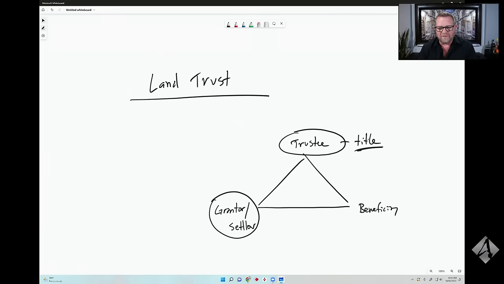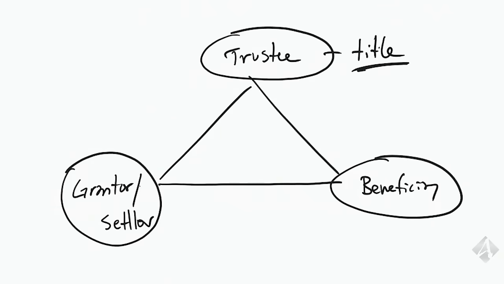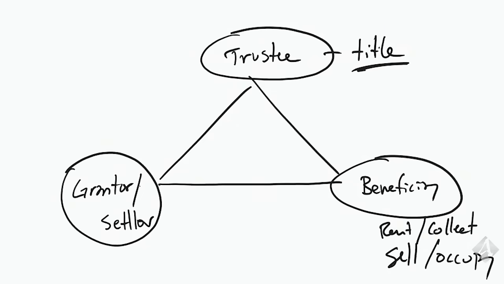It's kind of like having little kids. The kid can't own anything. They're not age of majority yet. So you always have a parent who's holding it for them, right? In a trust, it's similar. The beneficiary's name is nowhere. The beneficiary gets to do things like rent the property, collect the rent, sell, all this good stuff. All the benefits, occupy, all that stuff is with the beneficiary. The only thing the trustee gets to do is put their name on title. They're just acting on behalf of the trust.